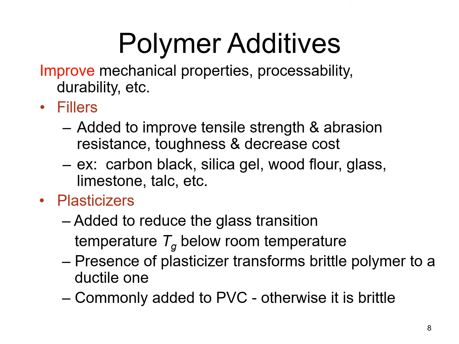Second is the plasticizer. This is added to reduce the glass transition temperature, or Tg, below room temperature. The presence of plasticizer transforms the brittle polymer into a ductile one, and it is commonly added to PVC because it is otherwise brittle.